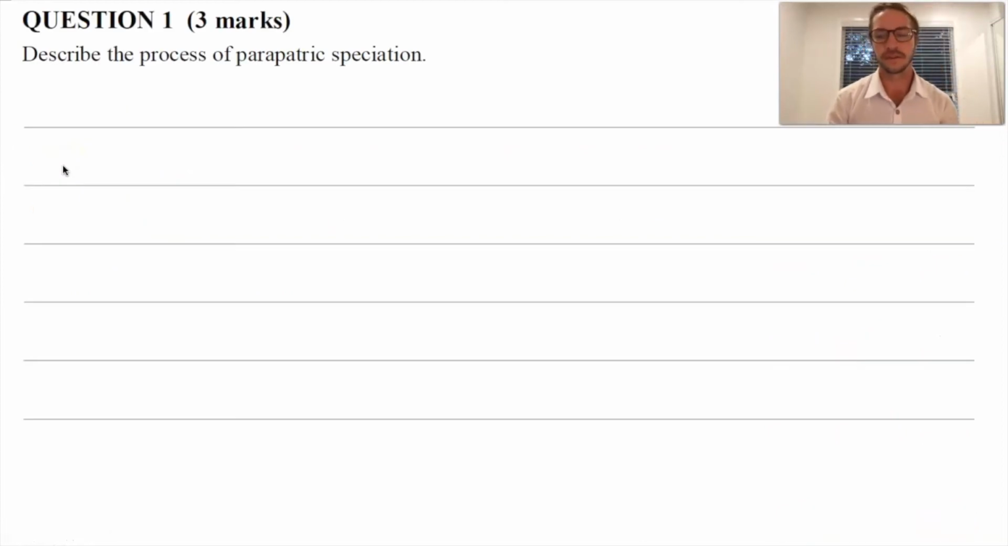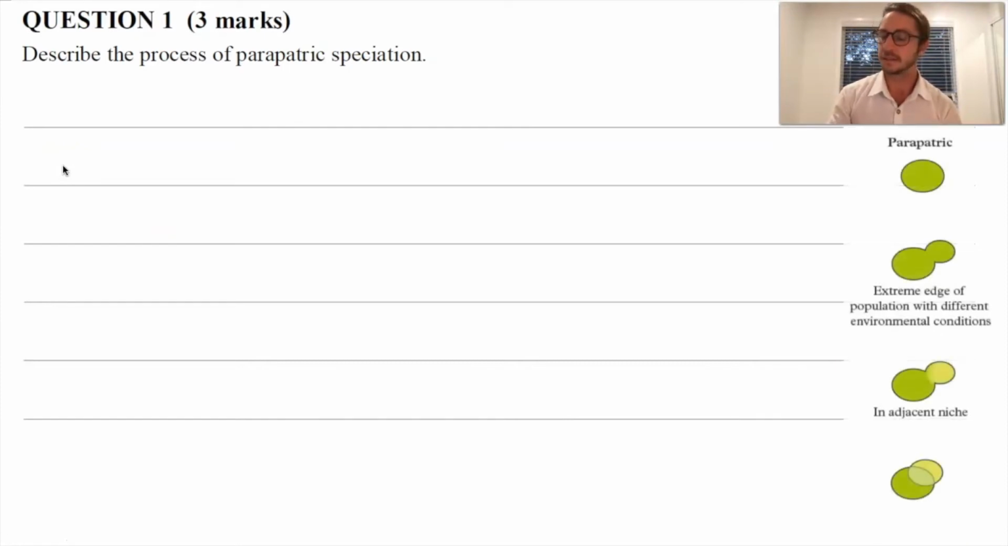Question 1. It is a short response, and it's asking us to describe the process of parapatric speciation. So I'll just put that there to jog your memory, and we're looking for 3 marks, so 3 key points. The QCAA exemplar has a couple of terms that we haven't covered in this video, but we can make a little bit of sense of it when it comes up. But do your best, go for it, and we'll see how you go.